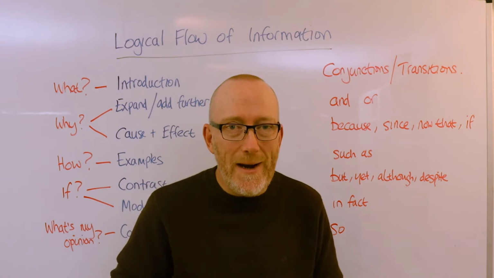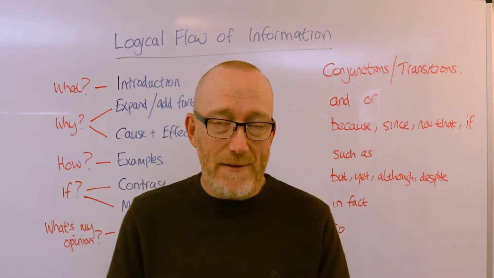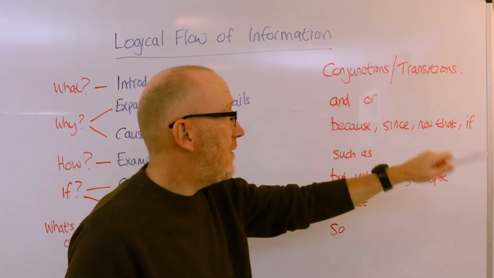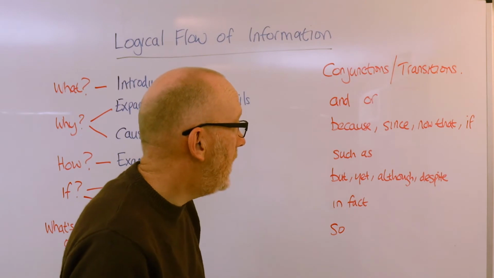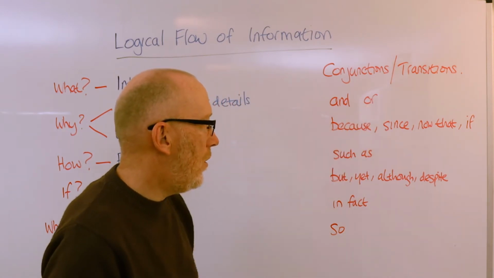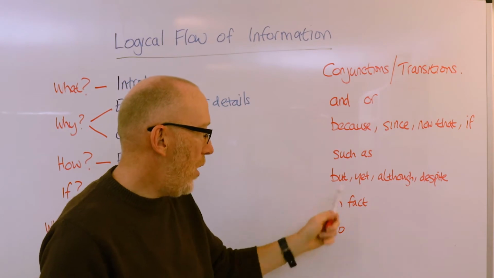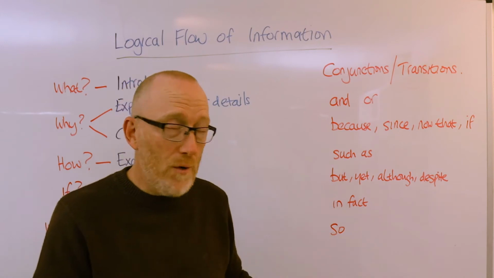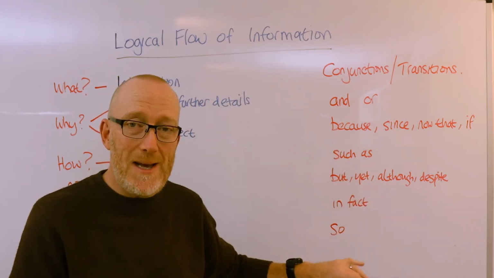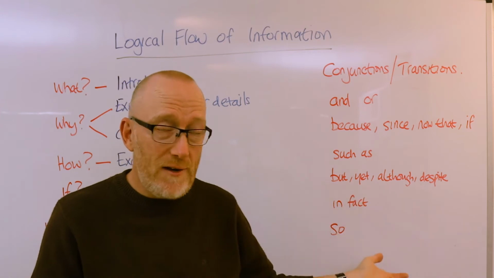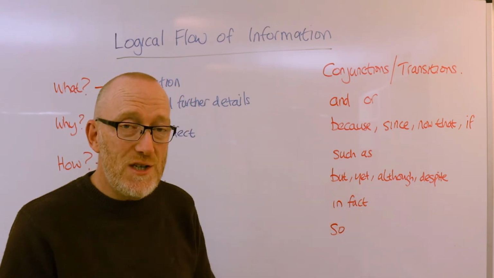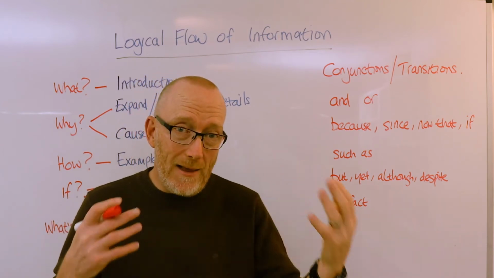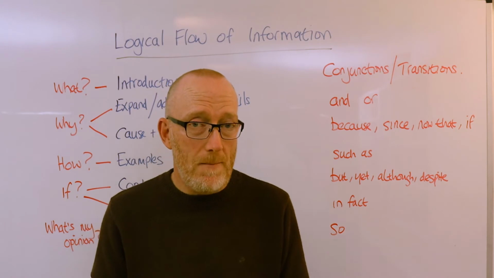So the first thing we need to help us present information is conjunctions, also known as transitions, conjunctions and transitions. Yeah. So simple words like and, or, because, such as, but, in fact, and so. These words are very, very important, and these are just some simple examples of these conjunctions and transitions. But conjunctions and transitions are very, very important elements in presenting a logical flow of information. Yeah?